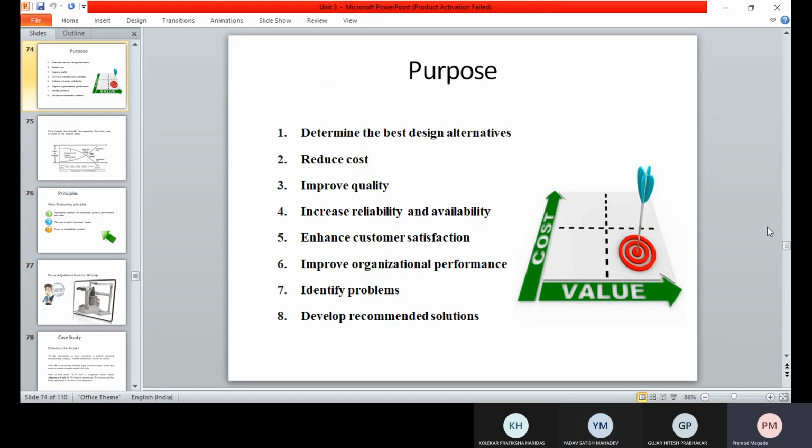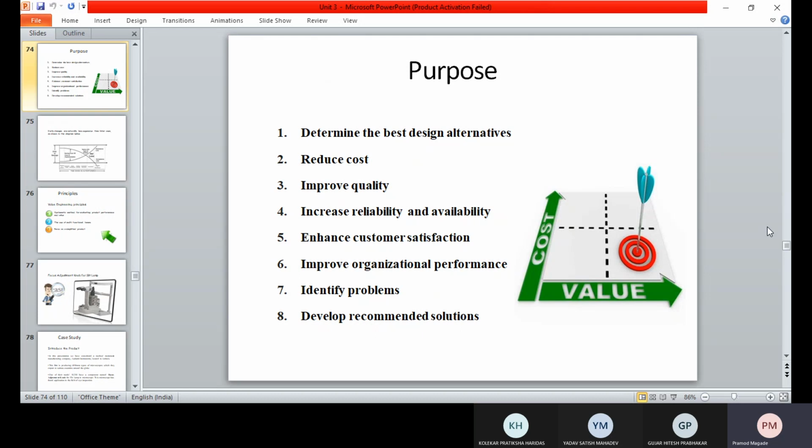Correct. So this will be the purpose for any value. So that's why I have quoted the purpose over here. We'll have to define the best design, the best alternative by this value. We'll have to reduce the cost. We'll have to discuss this cost.